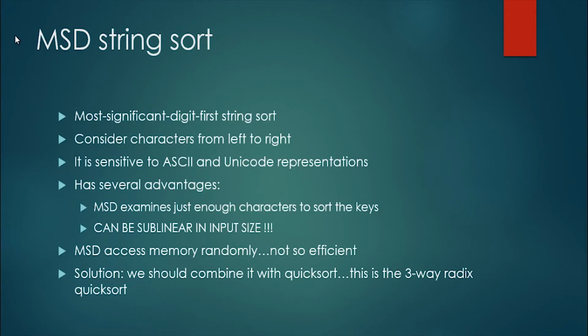We have seen so far that every sorting algorithm, even merge sort, quick sort and Radix sort, has some advantages and some disadvantages, and that's why the scientists came to the conclusion that we should combine Radix sort with quick sort. This is the so-called three-way Radix quick sort, which is quite fast, and it tries to eliminate the disadvantages of both these algorithms.